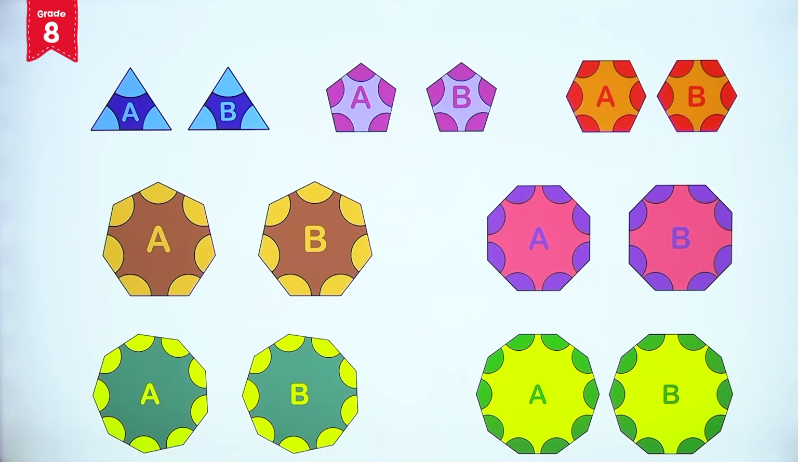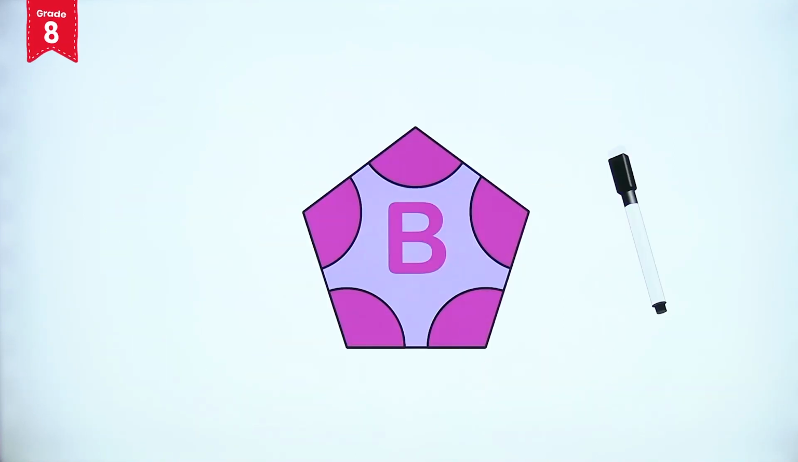Keep the polygon cards on a flat surface and observe them. We have 2 polygon cards for each shape. Let's pick a pentagon card B and keep the rest aside. Now, mark each vertex as A, B, C, D and E using the marker.